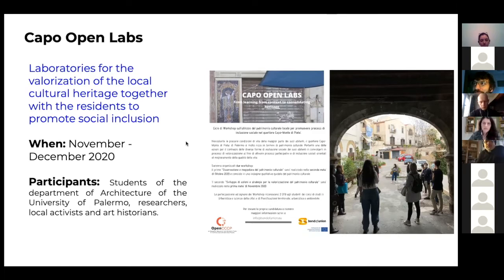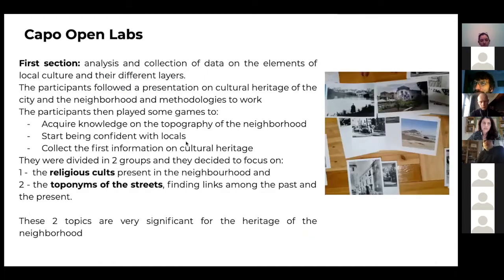So the labs were divided into two main phases. The first one was led by Claudia Speciale, an archaeologist, and she will explain the first part, and the second one by Giorgio Gallitano from the Department of Architecture.